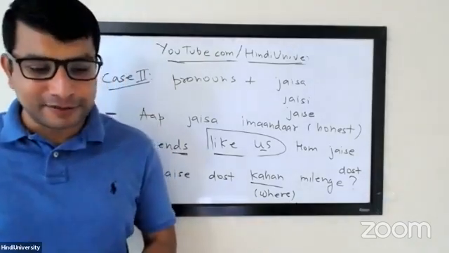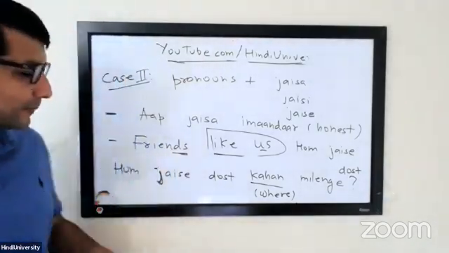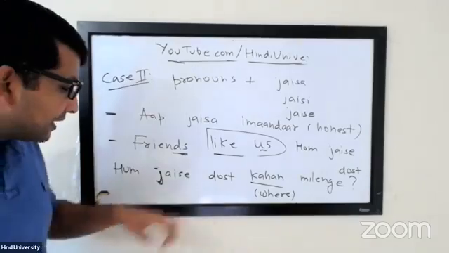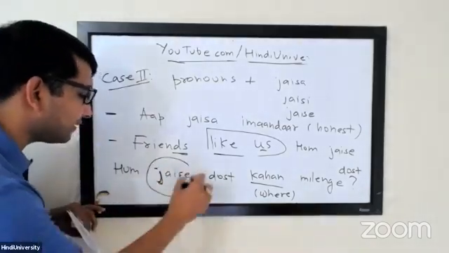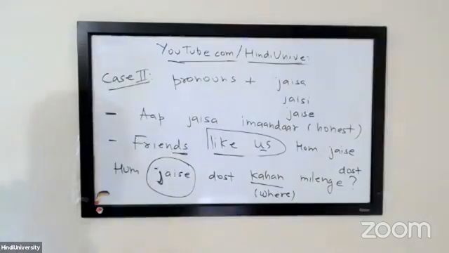It's hard to find friends. Basically, that's what you're trying to imply. Okay, so that's why it's hum. Does it make sense now why we are putting jaise here? Yes, it does. Hum jaise dost. हम जैसे दोस्त. Okay, awesome.